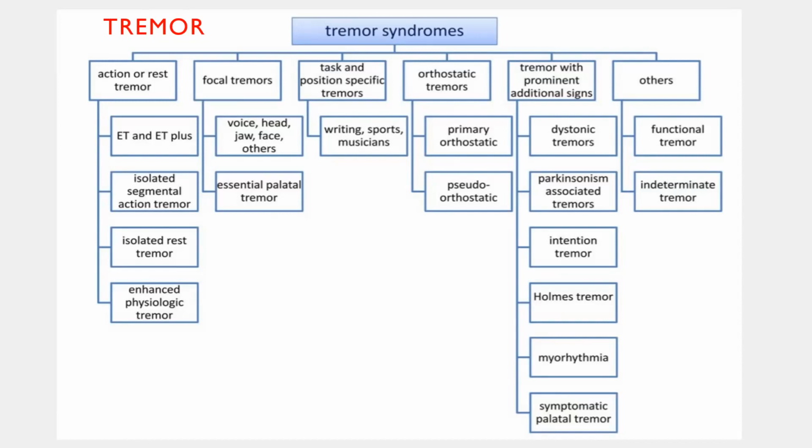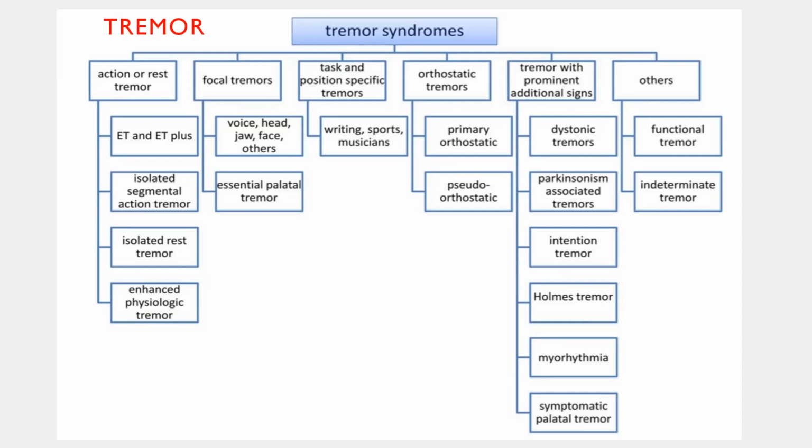In focal tremors like voice tremors, head tremors, and jaw tremors, voice tremors and head tremors we most commonly see in essential tremors. Jaw tremors we see in Parkinson's disease, and palatal tremors. Sometimes task and position specific tremors like writing, sports activities, musicians will have task-specific tremor. Orthostatic tremor is when a patient stands on the ground, at that time tremors develop in the lower limb. That is called orthostatic tremor, and this disappears when the patient starts walking or lies on the bed.